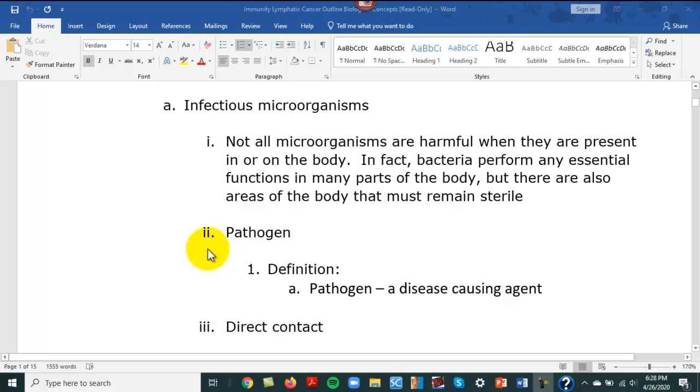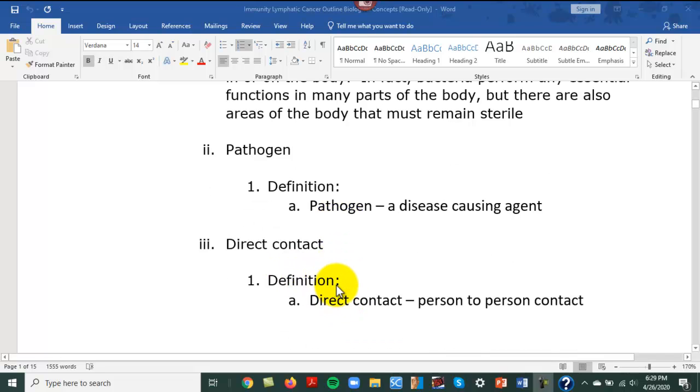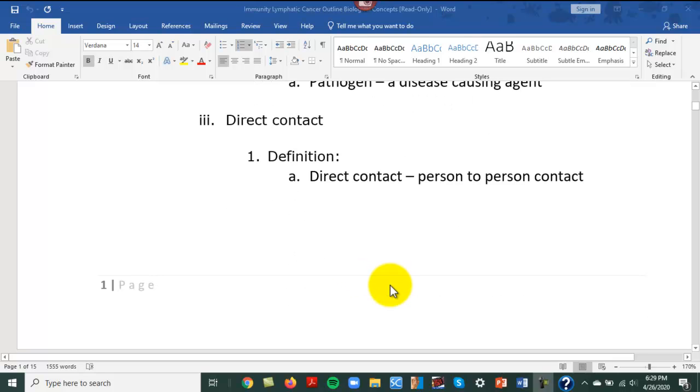Okay, some other terms. A pathogen is a disease-causing agent. Anything that causes disease is pathogenic. Direct contact, we have kind of covered this. That is person-to-person contact. A lot of diseases are infectious diseases, so they can be spread person-to-person.